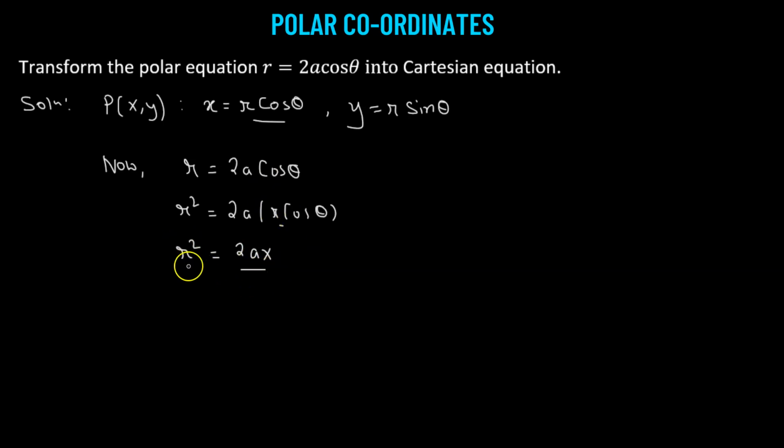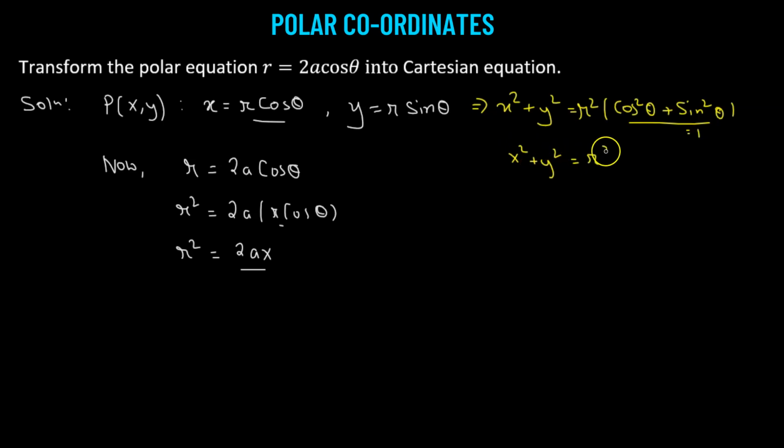Now our next goal will be to convert r squared to its Cartesian equivalent. So here we have x equals r cosine theta and y equals r sine theta. Let's square x and add it to the square of y. That means we now have r squared multiplied by cosine squared theta plus sine squared theta. Luckily, cosine squared theta plus sine squared theta is a standard identity with a value equal to 1, meaning x squared plus y squared will now be equivalent to r squared.